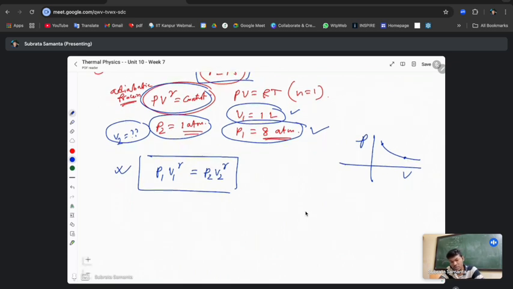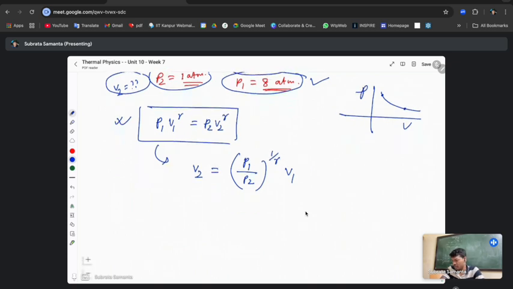So using these equations we can easily calculate that V2 equals P1 over P2 to the power 1 over gamma times V1. Okay, is that clear? So V2 equals P1 over P2 to the power 1 over gamma times V1, where gamma is given as 1.5, that means 3 by 2, and P1 is 8 atm and P2 is 1 atm, right?